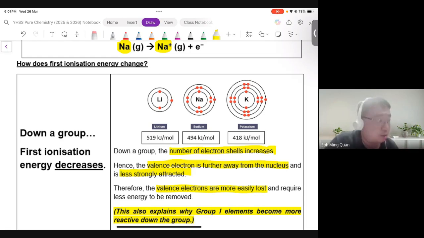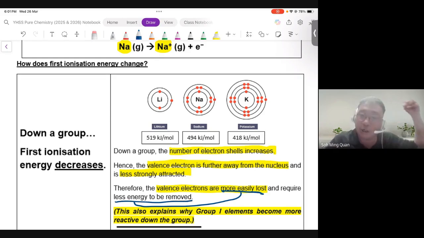More easily lost, a synonym for this is that it requires less energy to lose. You don't need to pump in so much energy input for the electron to be removed. Okay, so that's why the first ionization energy decreases down the group. It also explains why group 1 becomes more and more reactive, more and more explosive, violent as you go down the group. Simply because the valence electrons become more easily lost. They require less energy to be lost.